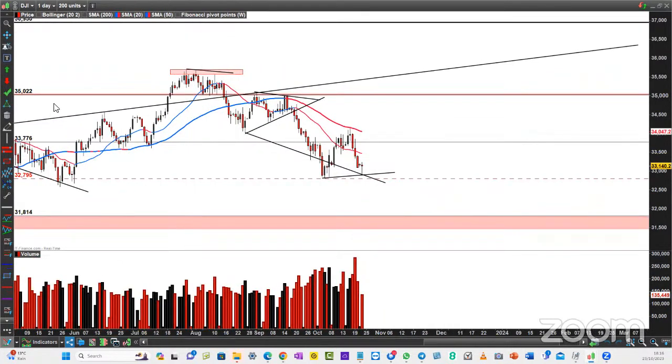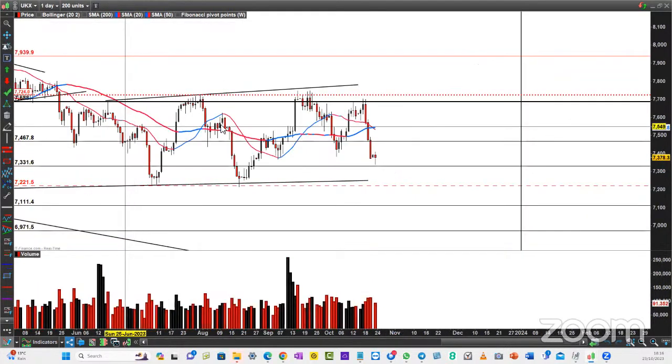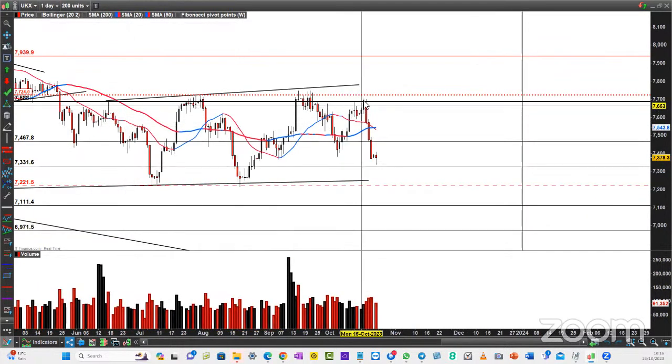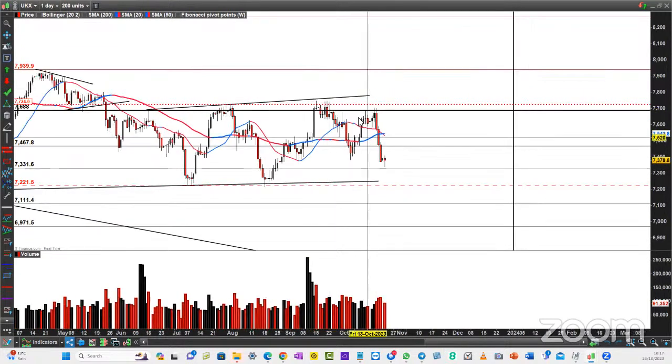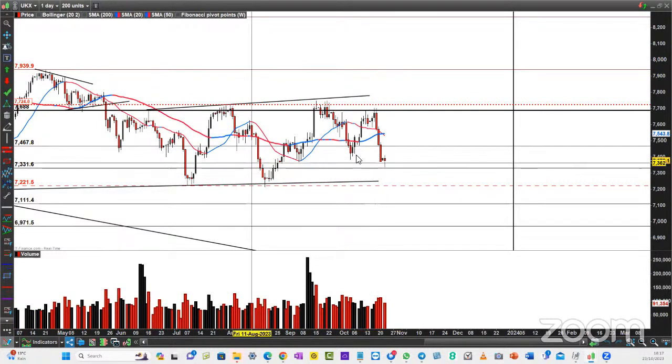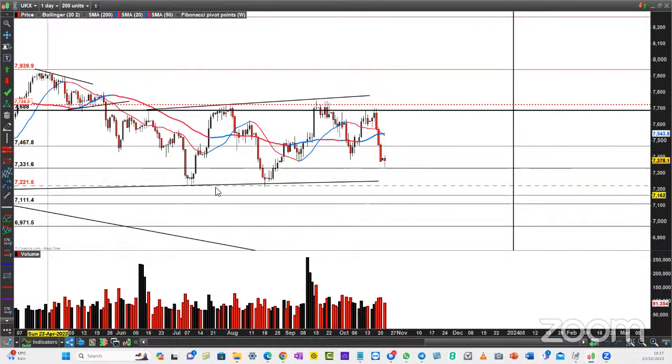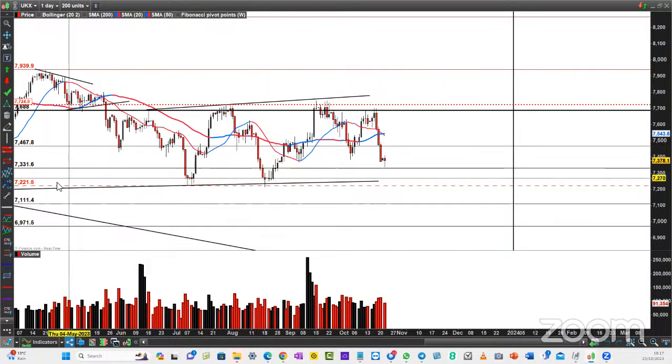Okay, let's have a look at the FTSE. So the FTSE rejected the 7,700. So a significant few days of selling. We're just consolidating here in this support, but if we are very bullish in the FTSE, sorry, bearish in the FTSE, I meant to say, sorry.